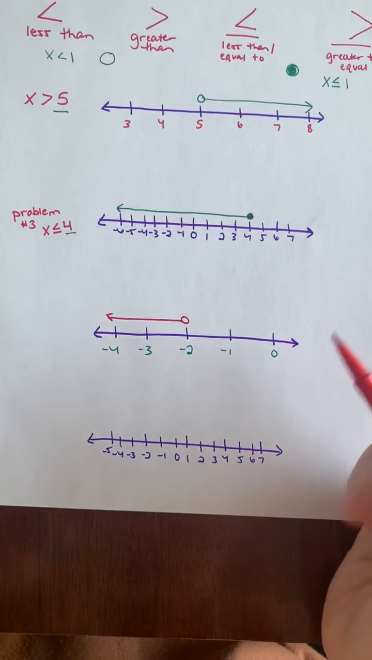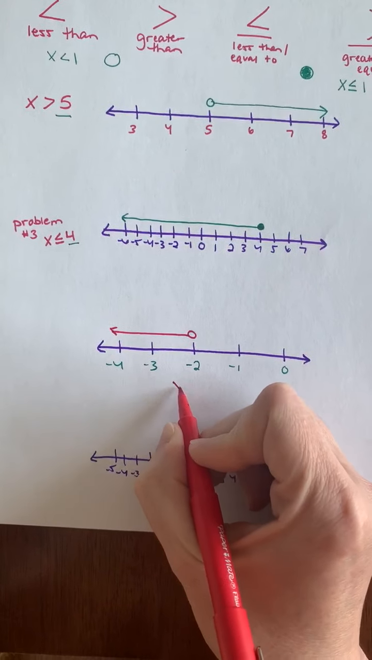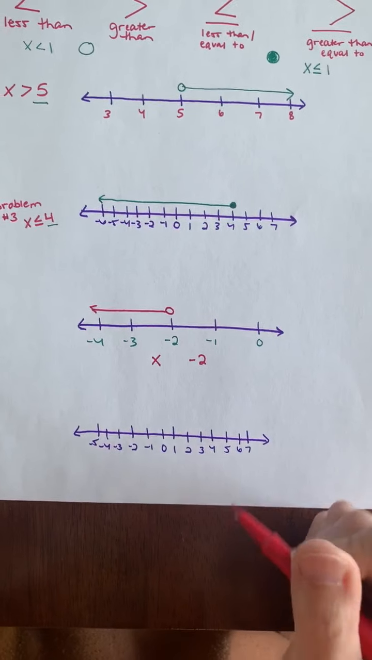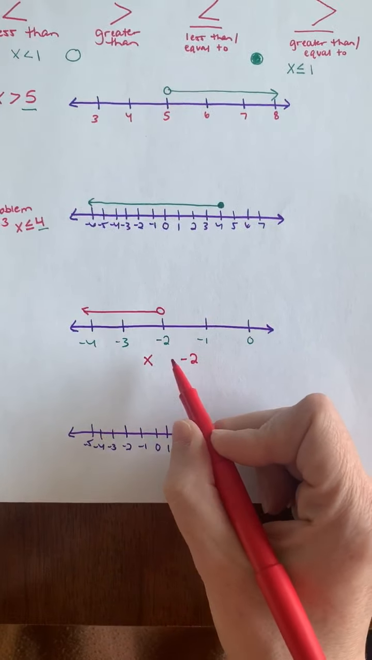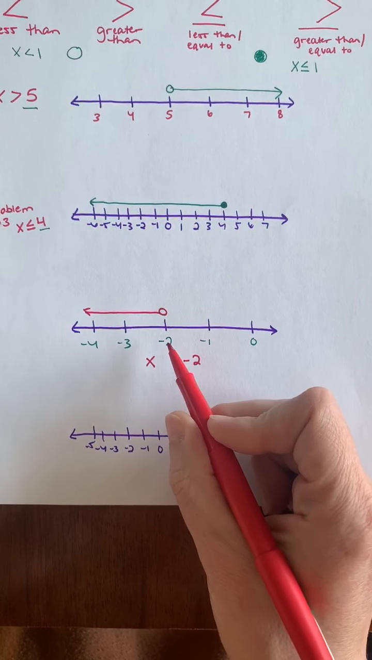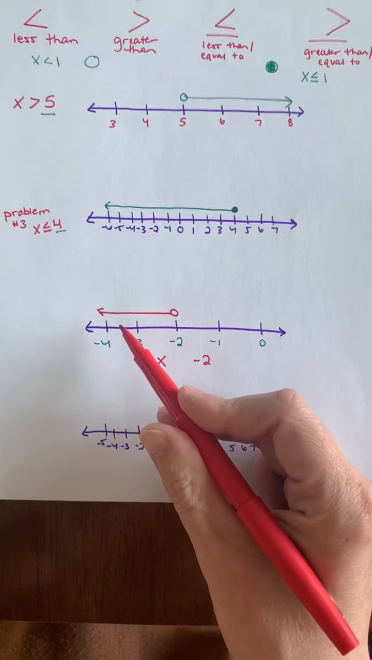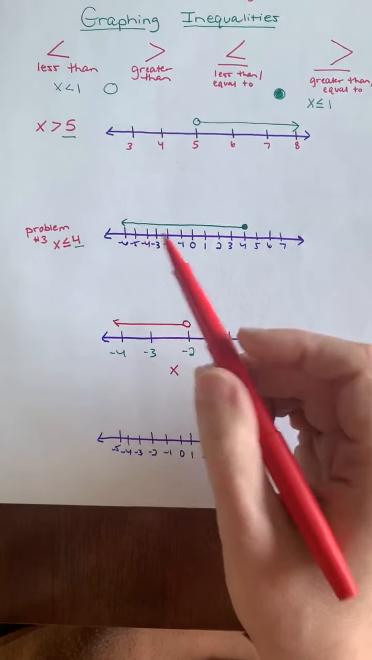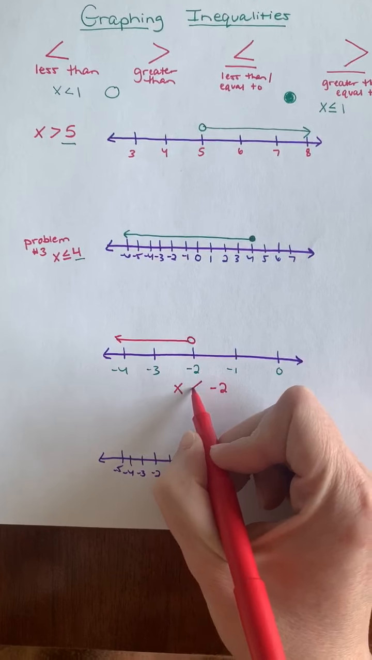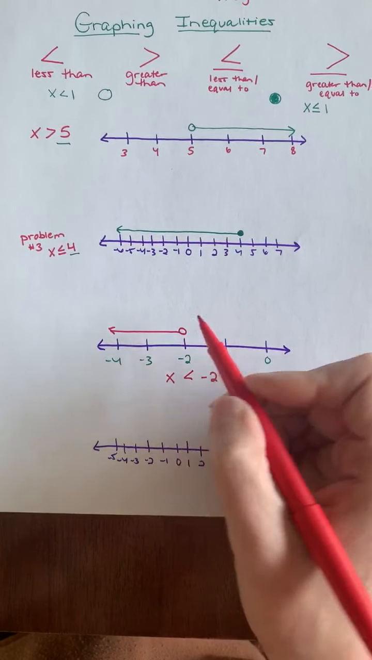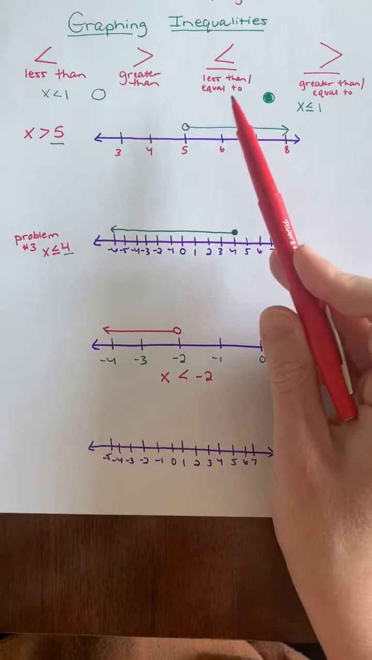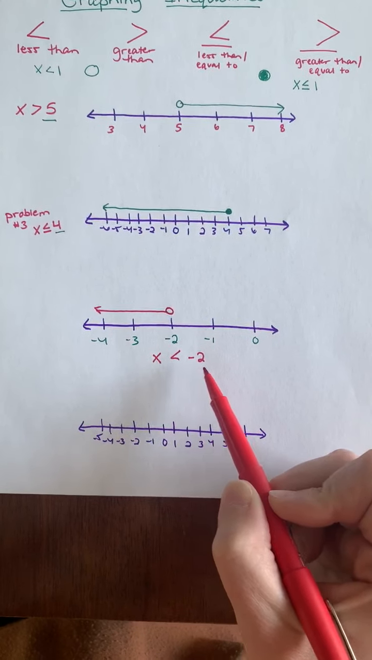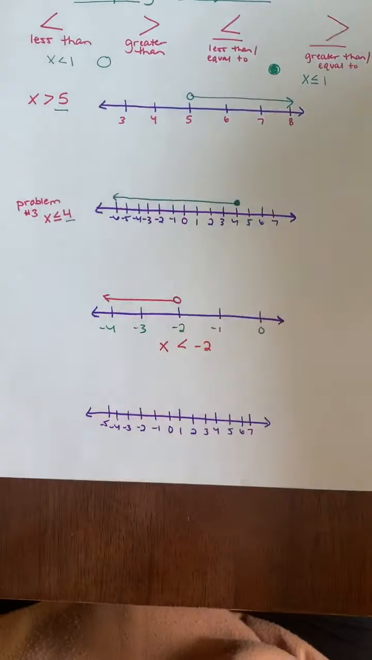We just usually stick with x, so I'm going to stick with x on this one. So x, and I know that it's going to be -2. Now I have to decide which symbol to put in here. I know that it's going to the left, and so that's going to mean less than. I also know that this is an open circle, which means that it's not going to have the equal sign underneath. So this would just be x is less than -2.